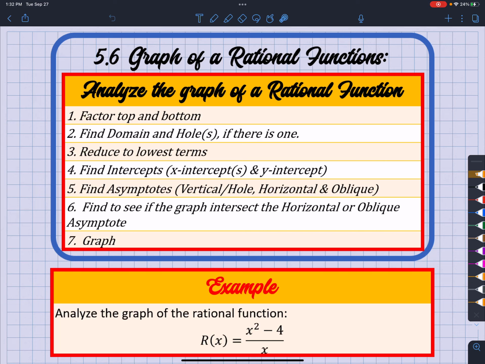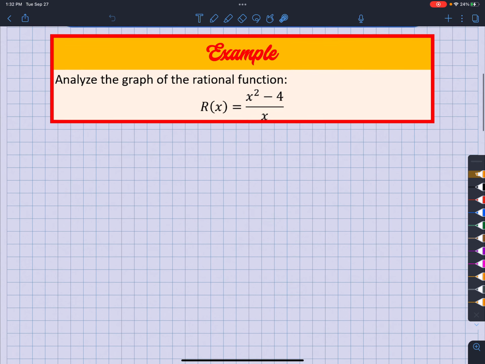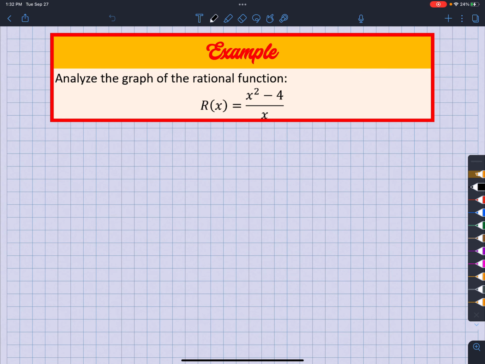All right, so here we're going to talk about graphing rational functions. And here are the steps as we go. So let's go ahead and do an example as I go through these steps so that I can put the steps into action and you guys can see what it means. So step one is to factor top and bottom. Okay, so number one, factor top and bottom.